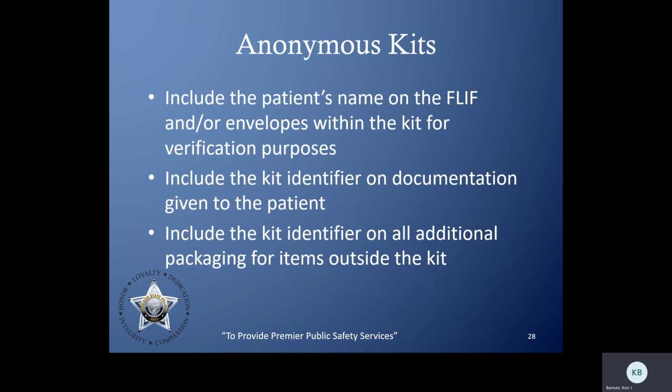If your patient would like to have a kit collected but wants to remain anonymous, it's important that you provide the patient's name on the forensic laboratory information form and/or the envelopes within the kit for verification purposes. Include the kit identifying number on the documentation that's given to the patient, and include the kit identifier on all additional packaging for items outside the kit, so those items can be linked back to each other. For the outer SAFE kit manila envelope, you can put anonymous for the patient's name so that their name is not identified on that outer packaging.